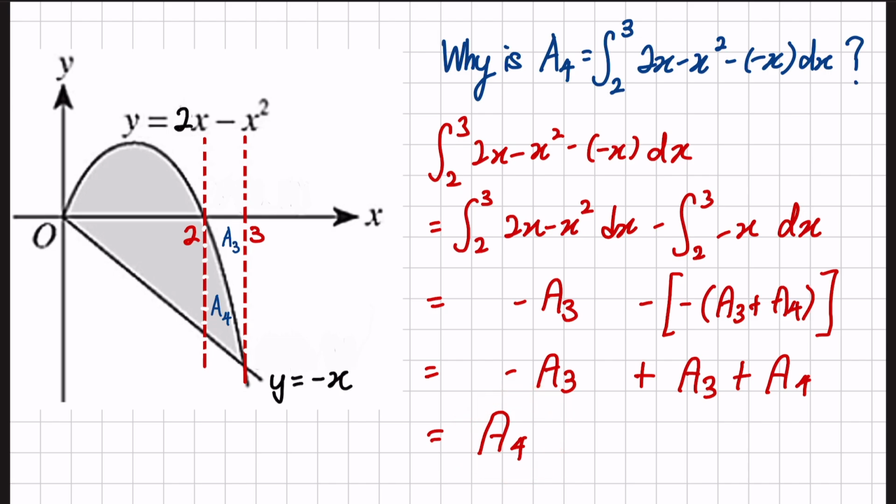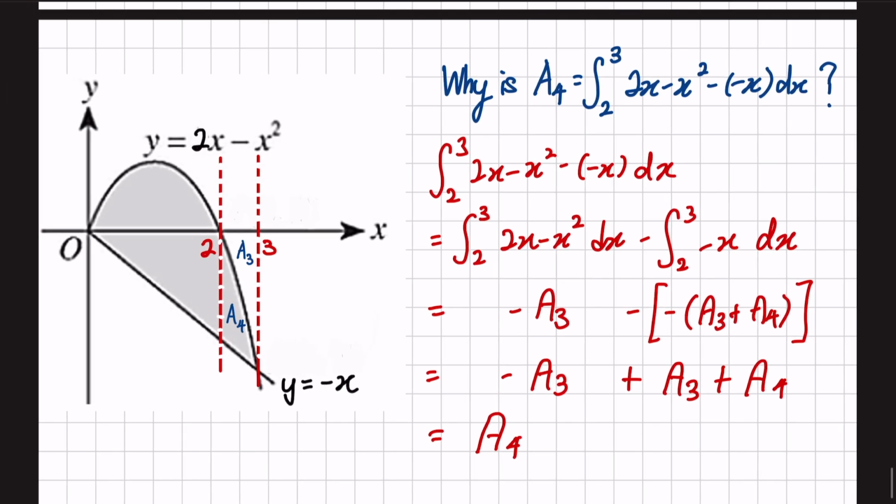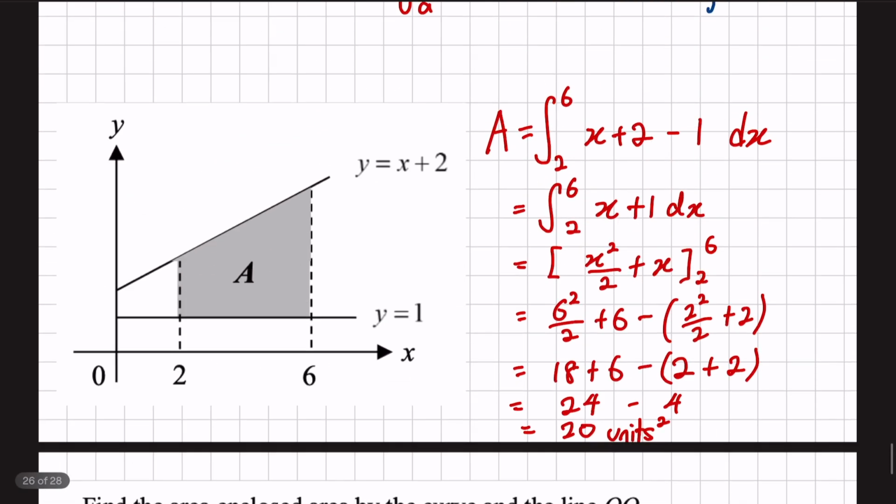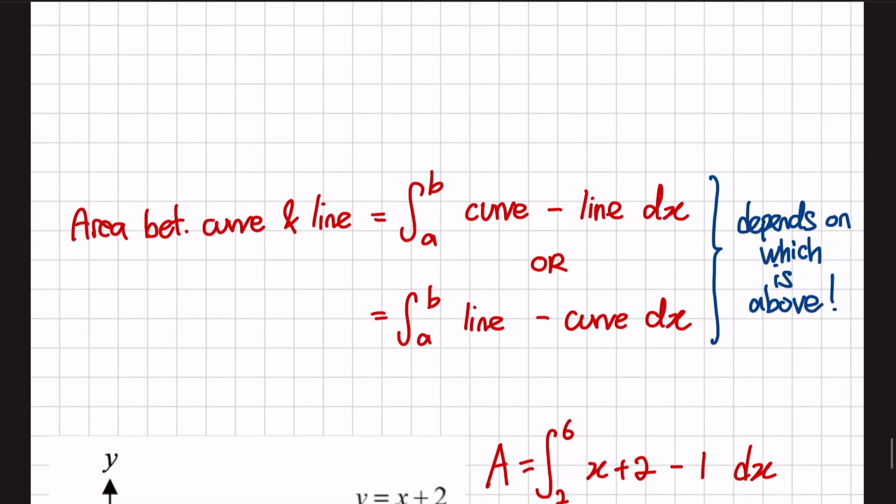So this is the explanation to how come this will work as long as the curve lies above the line or the line lies above the curve, etc. So remember this important concept over here. Equation of area between curve and line, it can be either curve minus line or line minus curve. It depends on the diagram. You must know very clearly what lies above what in order to find the area between a curve and a line. And that's the end of this video.